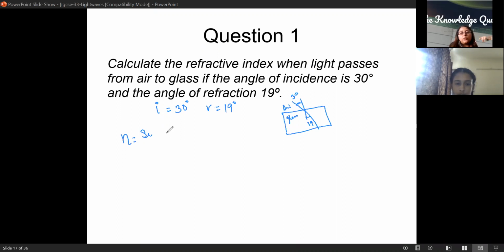Okay. So what should I write as the formula now? Sine 30 upon sine 90. Okay. Sine 30 upon sine 19, and that is equal to n. Calculate and give me the value. Put it in your calculator and give me the value.